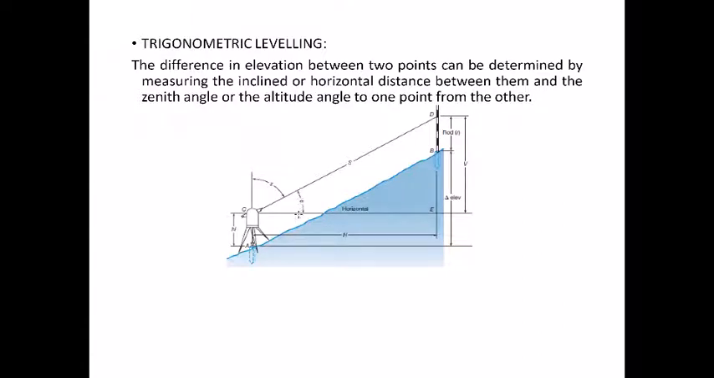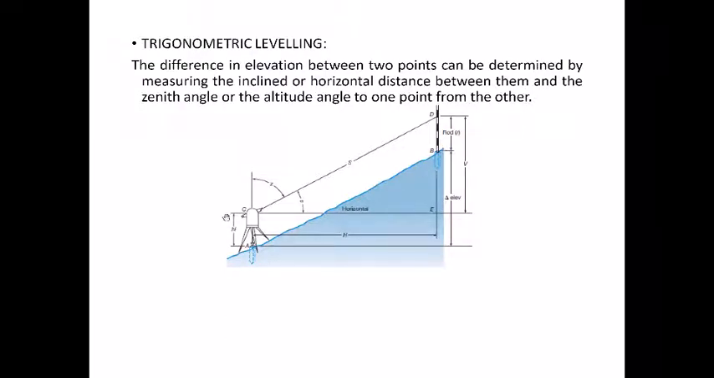Now using that vertical angle and the horizontal distance, we can easily find out the height in the vertical plane or elevation or reduced level using the trigonometric ratio. So in this process, you don't need a leveling staff.